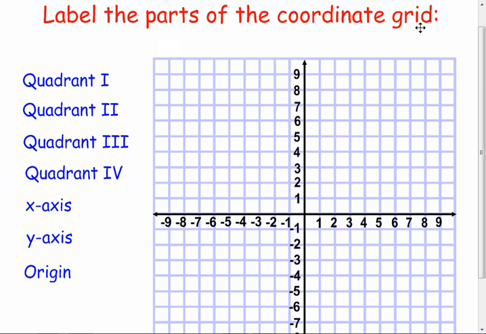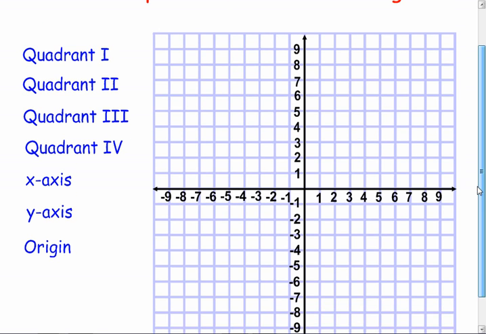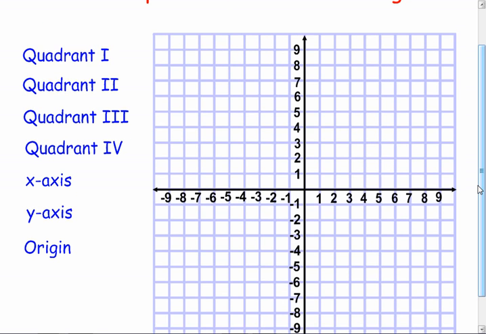Do you remember how we named the quadrants? This is called a Cartesian coordinate plane. You don't have to know that, but it's kind of nice. It's named after Descartes. He was a French mathematician.